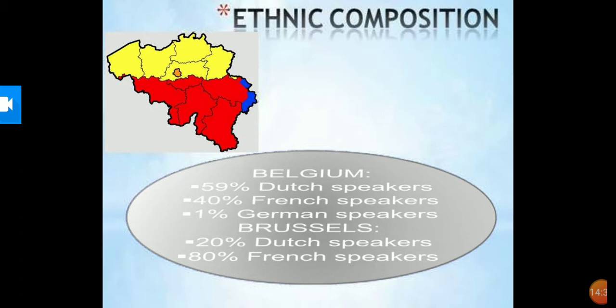This is the arrangement. Remember this, we are talking about two concepts here: across the country, and in the capital called Brussels. Across the country in Belgium, 59% are Dutch speakers, 40% are French speakers, 1% are German speakers. So it comes to 100%. But when it comes to Brussels, it is just a reverse. Only 20% are Dutch speakers, but 80% are French speakers. I mean to say in Brussels, the majority are French speakers, the minority are Dutch. But if you see the nation as a whole, the majority are Dutch speakers. Clear? It is reverse.